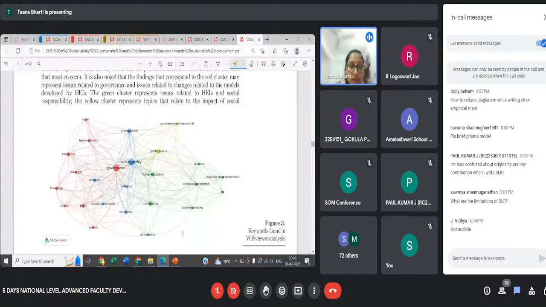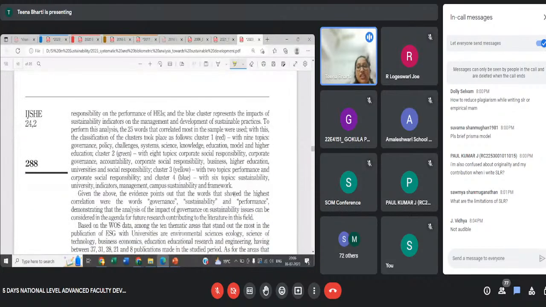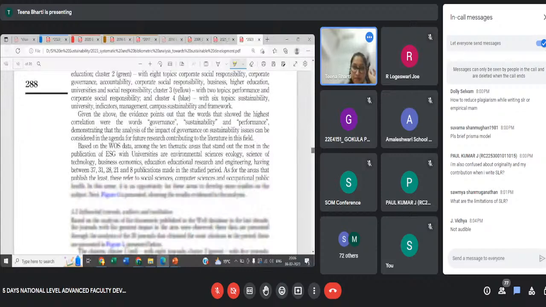sustainability, management, framework, etc. Then there is a third cluster which has been highlighted by green, relationships. So it is talking about higher education, business, corporate governance, corporate social responsibility, and then there is this yellow cluster which is talking about corporate social responsibility performance. So based on the keyword analysis, they have got to know that there are 4 clusters in the overall research area of sustainability in higher education.